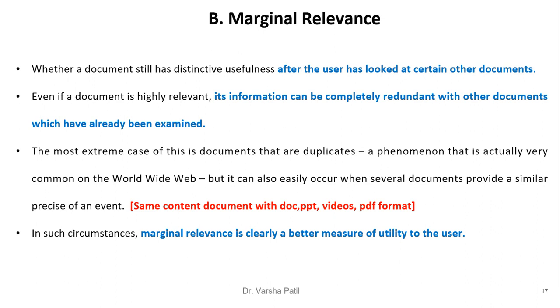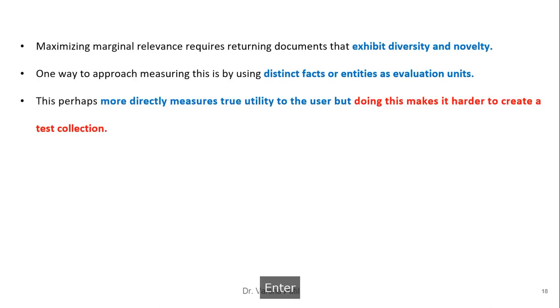For example, on the net, when we give a query, we are getting the same information in the form of documents, PPTs, videos, PDF formats, but at last the material is the same, that is, content-wise they are the same, only the appearance has changed. In such circumstances, marginal relevance is clearly a better measure of utility to the user. Maximizing marginal relevance requires returning documents that exhibit diversity and novelty.